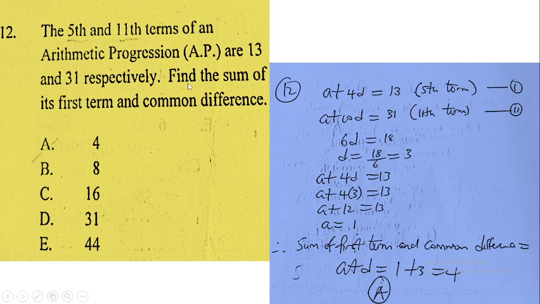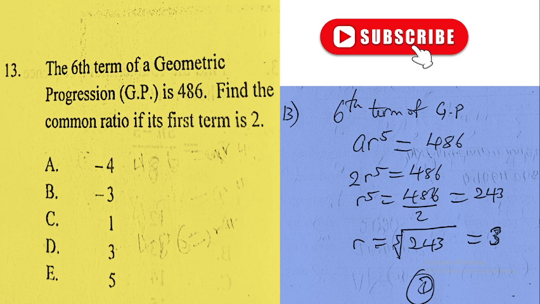And the question says we should sum the first term and common difference. What is the first term? 1. And what's the common difference? 3. So that means you have 1 plus 3, and that will give us 4. So option A is the correct option as far as question number 12 is concerned. Let's move to question number 13 quickly.